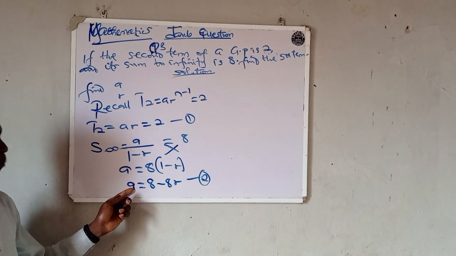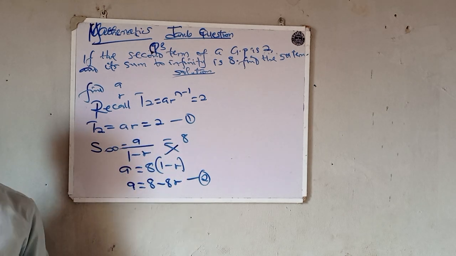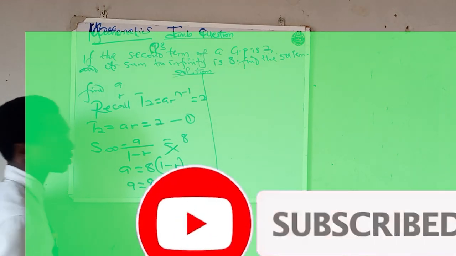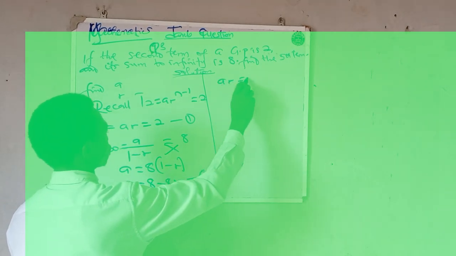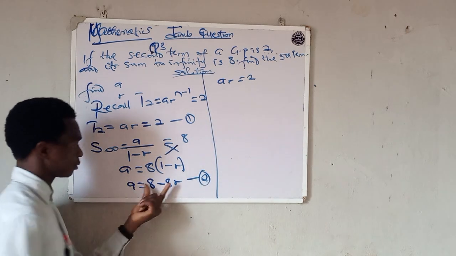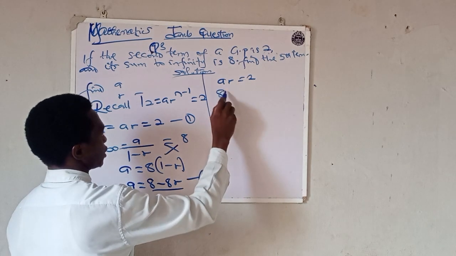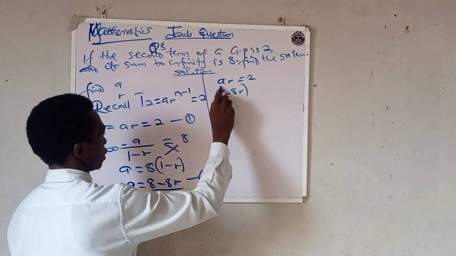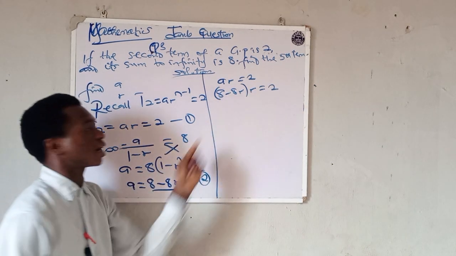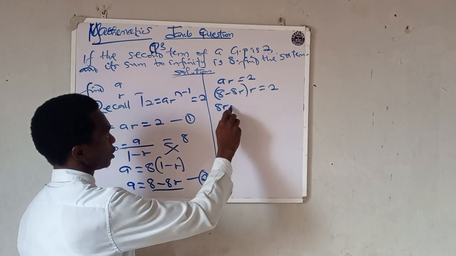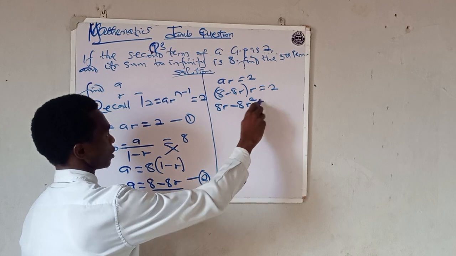Next, put A, which is equal to 8 minus 8R, into equation 1. And you must remember that equation 1 is AR is equal to 2. So our A is being replaced with 8 minus 8R, and half R is equal to 2. If you multiply 8 by R, you have 8r minus 8 times r, which will give us 8r squared is equal to 2.